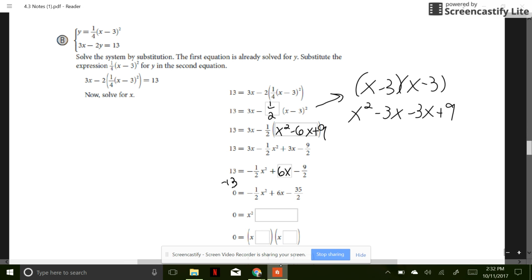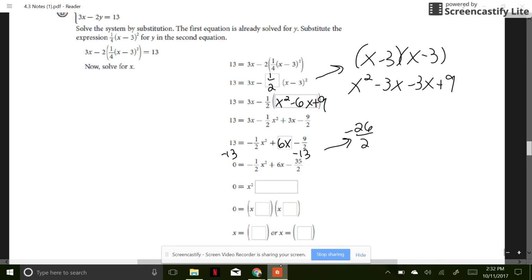From this step, they didn't show it, but they subtracted 13. Now you'll notice we have -9 over 2 is subtracting 13. So to get a common denominator, you could turn -13 into -26 over 2 to get that piece here. So from here, what they did was they multiplied this whole equation times -2. That way, as we multiply the -1/2 and the -2, gets us our x squared coefficient to become 1. -2 times 6x would get minus 12x. -35 over 2 times -2 would become a positive 35.